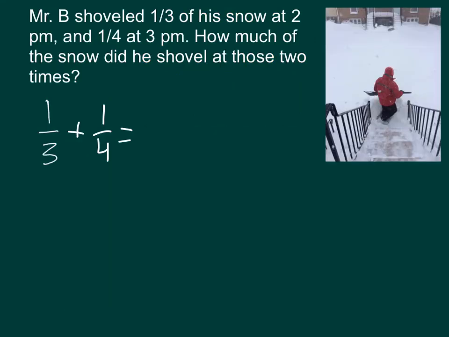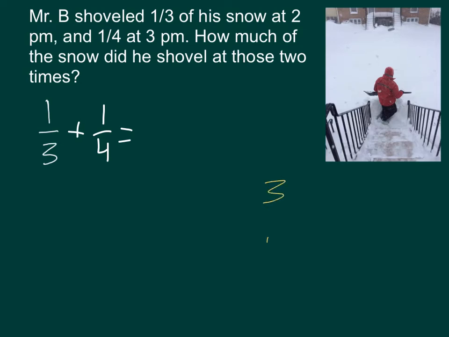So here is a picture of when I went out to go shovel at first, and the problem says Mr. B shoveled 1/3 of his snow at 2 p.m. and 1/4 at 3 p.m. How much of the snow did he shovel at those 2 times? So we know this is an addition problem because it gives us 2 values. We're trying to figure out how much together at those 2 times. But we see that we have 1/3, with a 3 as a denominator, and then 1/4, with the 4 as the denominator. We can't do anything about those, so we need to make those like denominators.